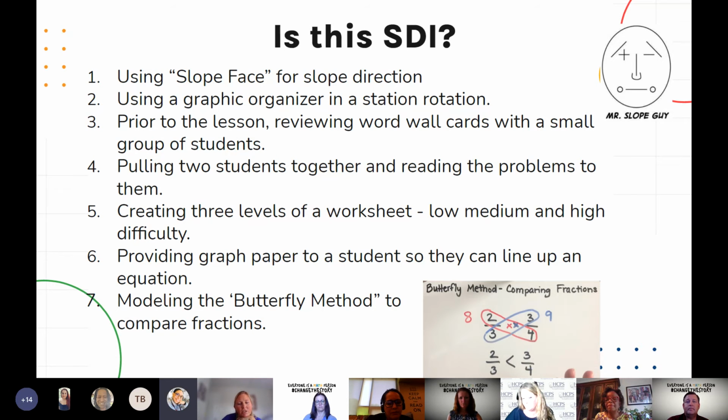What if it said teaching them how to use the graph paper? Oh yeah, that's totally different. Yeah, teaching them to use it as a strategy, that would be SDI. But providing it for them after they know how to use it and are using it to then solve a problem, that's an accommodation. Okay.